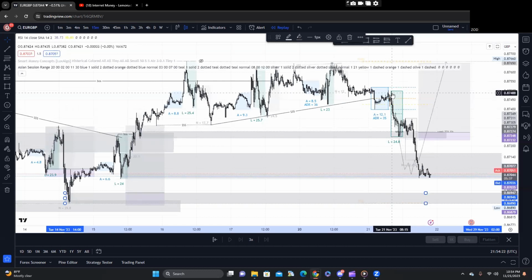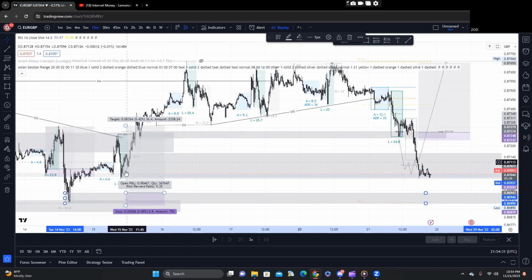We saw that the London session was able to push price down to take out all this build-up of trendline liquidity, as well as the double bottom and every liquidity resting at each of these range structural swing points, all the way here.